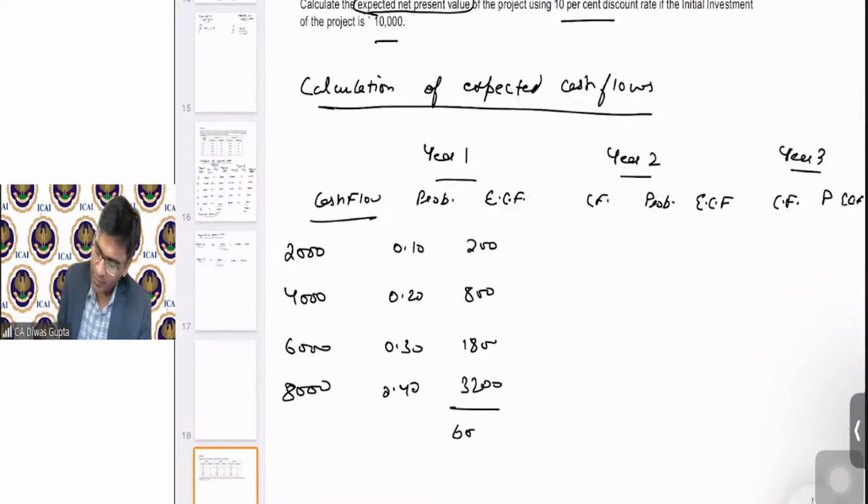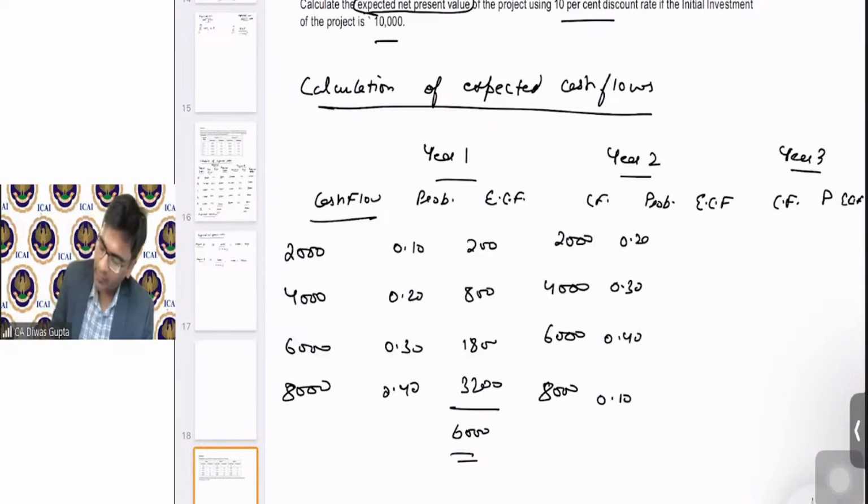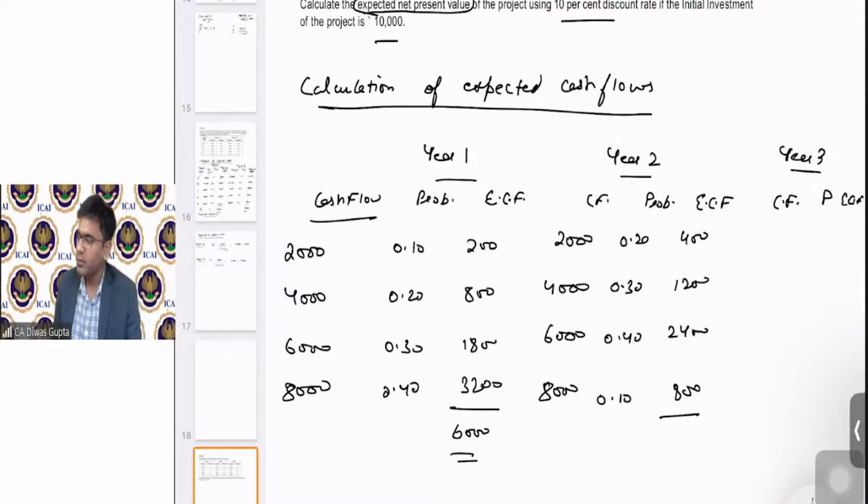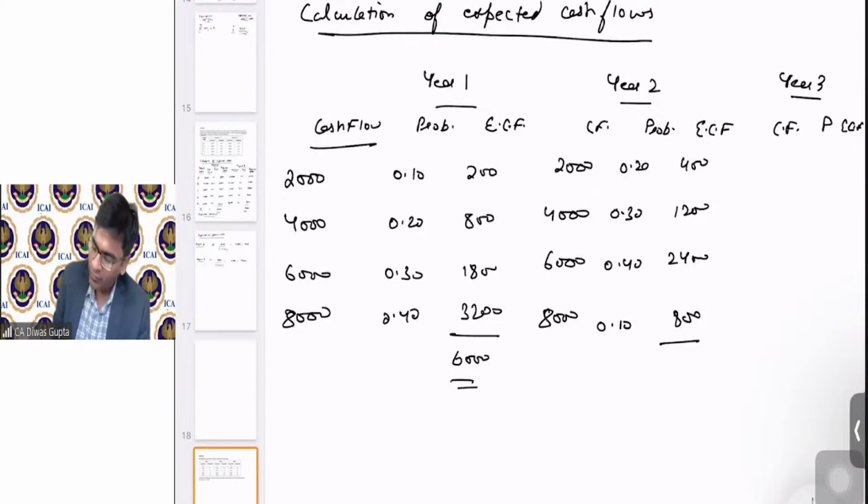In total, this is 6,000. Cash flow, year 2: 2,000, 4,000, 6,000, and 8,000. Probabilities 20, 30, 40, 10. 2 2s are 400, 4 3s are 1,200, 6 4s are 2,400, 800. Total comes out as 4,800.